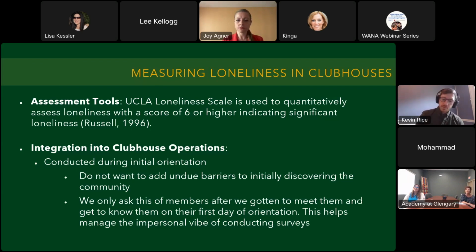So we have surveyed 45 new members as of yesterday. We started in September of 2023, and we will continue the research for one year, and then we will resurvey these members and share that information with Kevin and Fountain House. The scale is comprised of 3 questions that measure 3 dimensions of loneliness: relational connectedness, social connectedness, and self-perceived isolation.